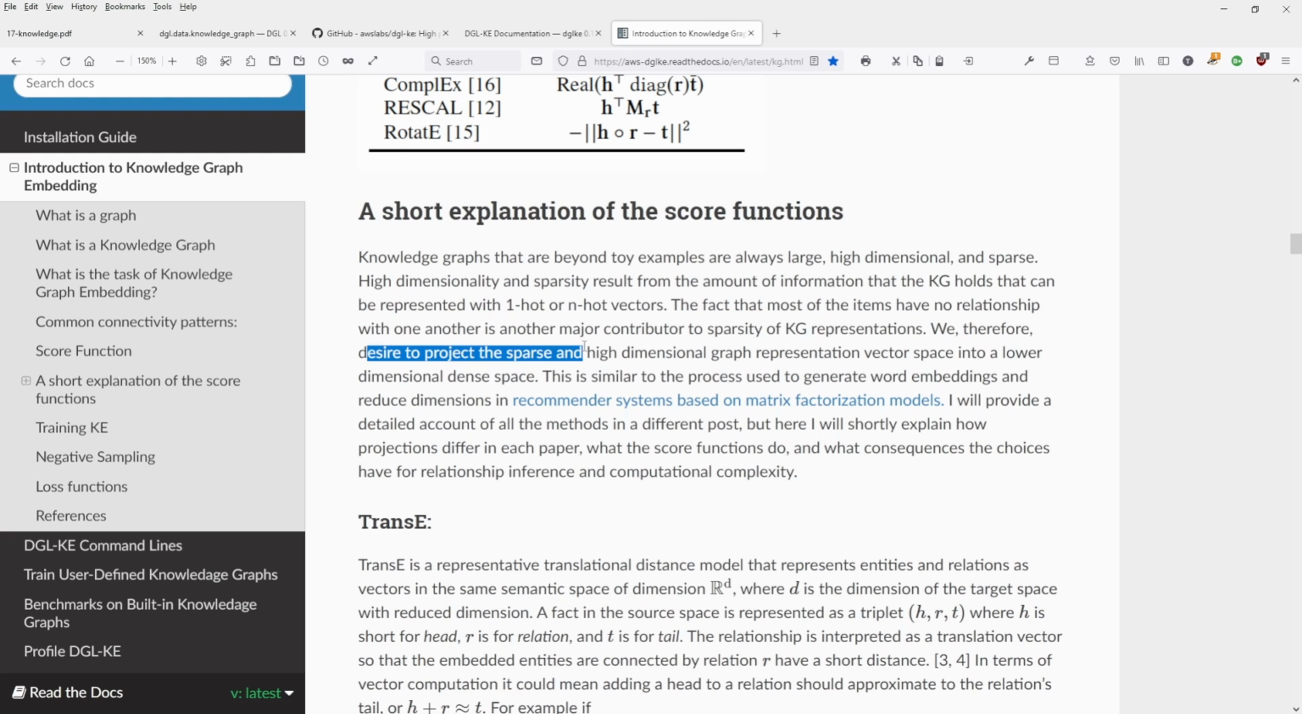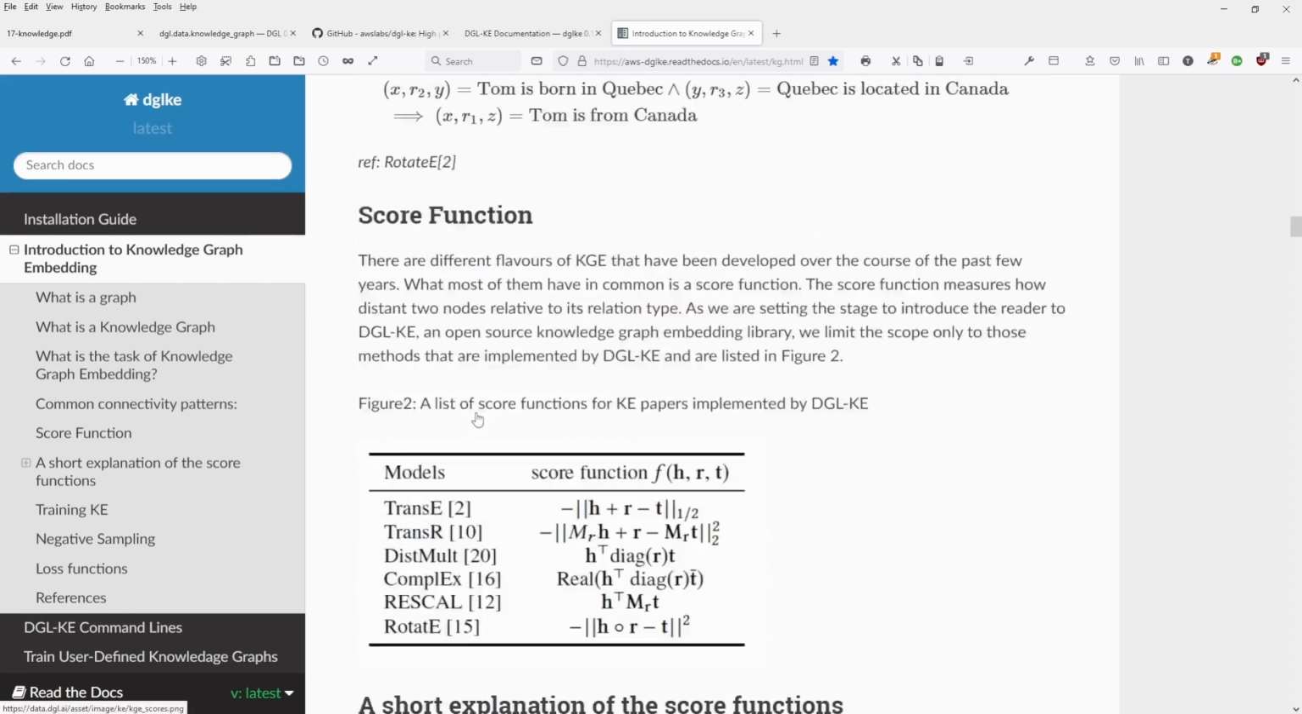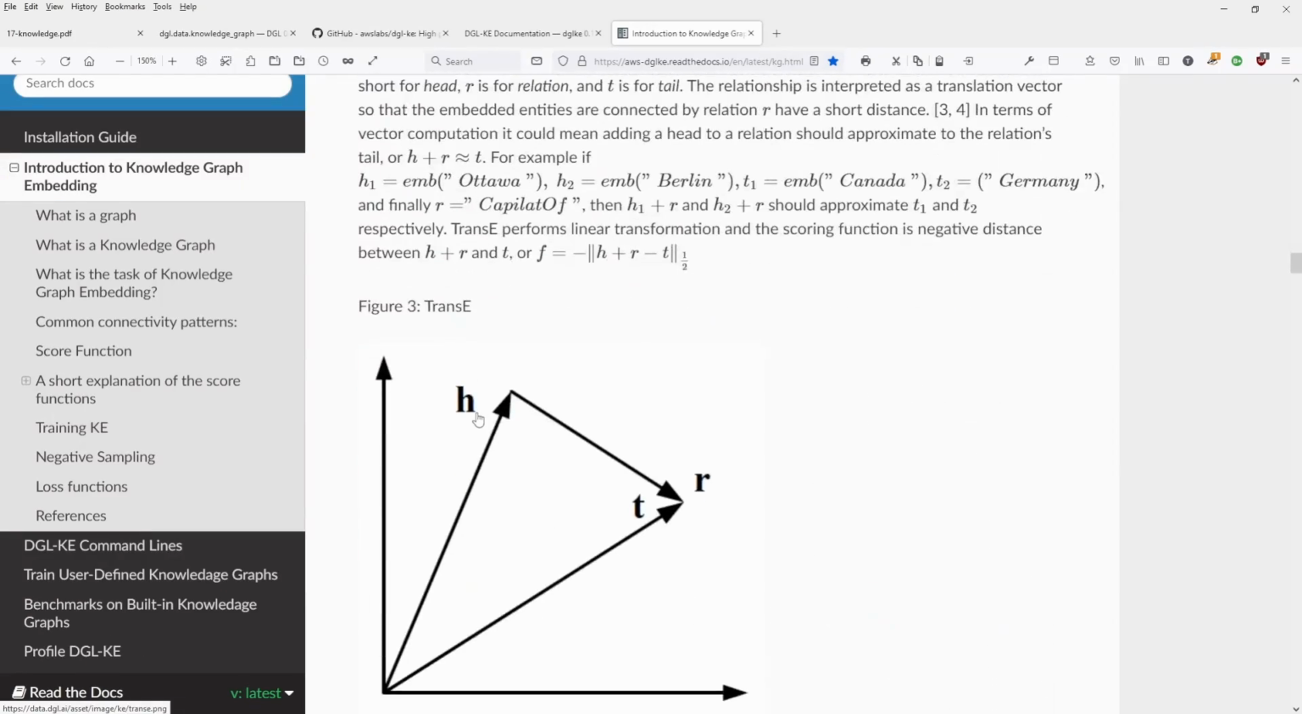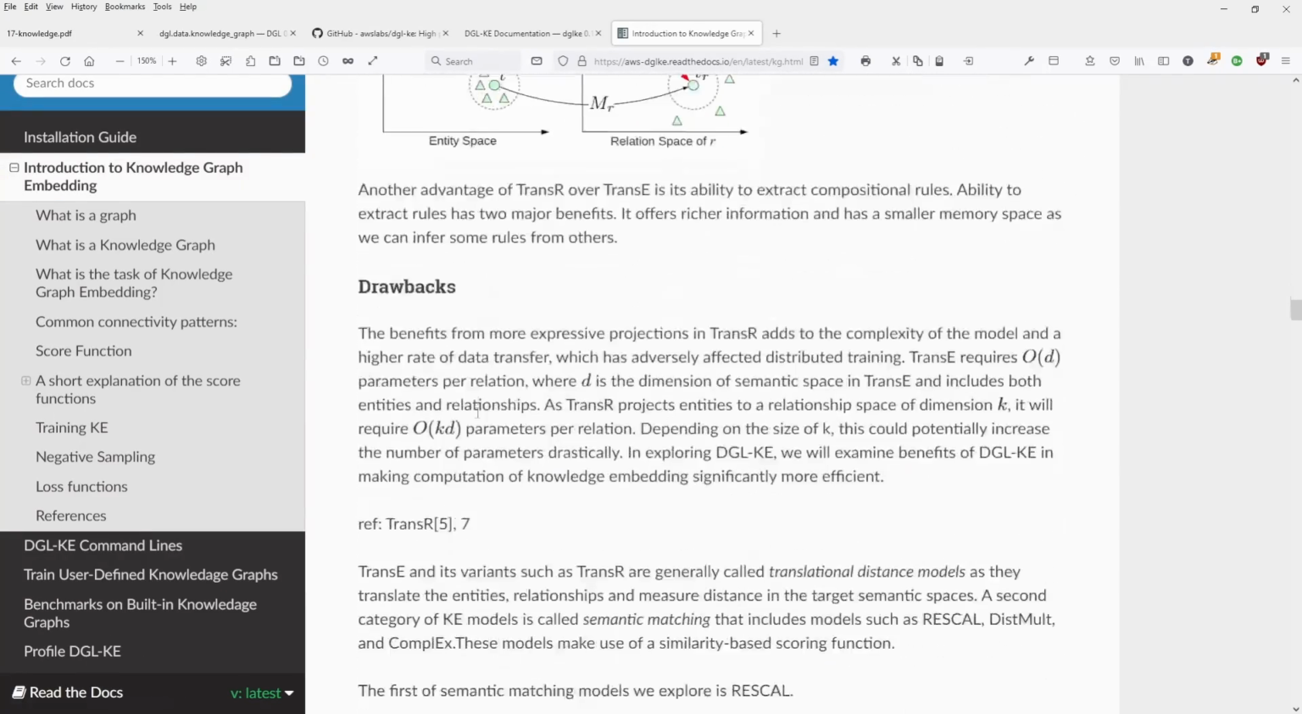We desire to project a sparse and high-dimensional graph representation vector space into, and this is it, a lower dimensional dense space. Also, hopefully, a topological space or even a vector space. So this is similar to the process used to generate word embeddings. You see, we always come back to our old methodology, to the old recipes, and now we do this on a multigraph structure. TransE, I showed you the last time, TransR.